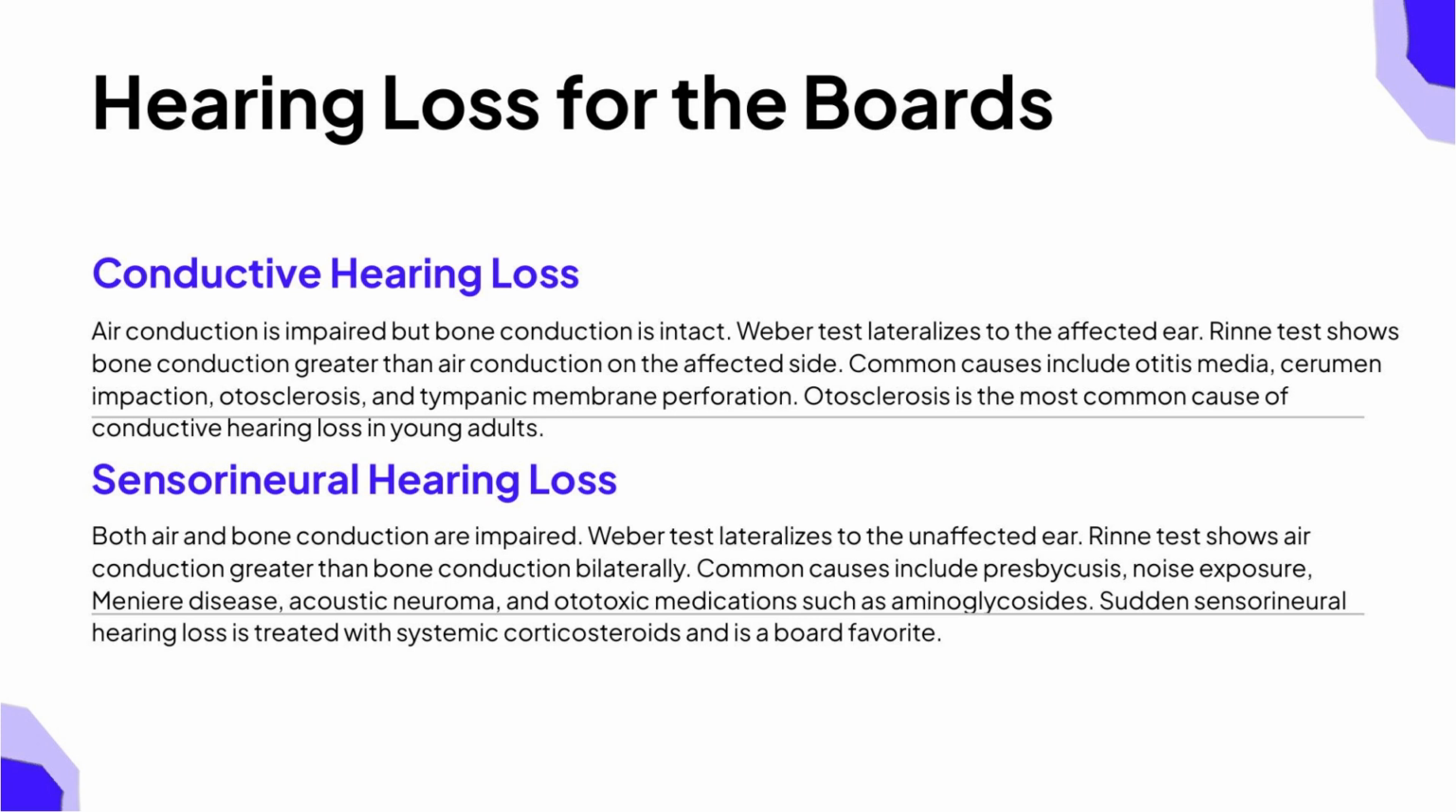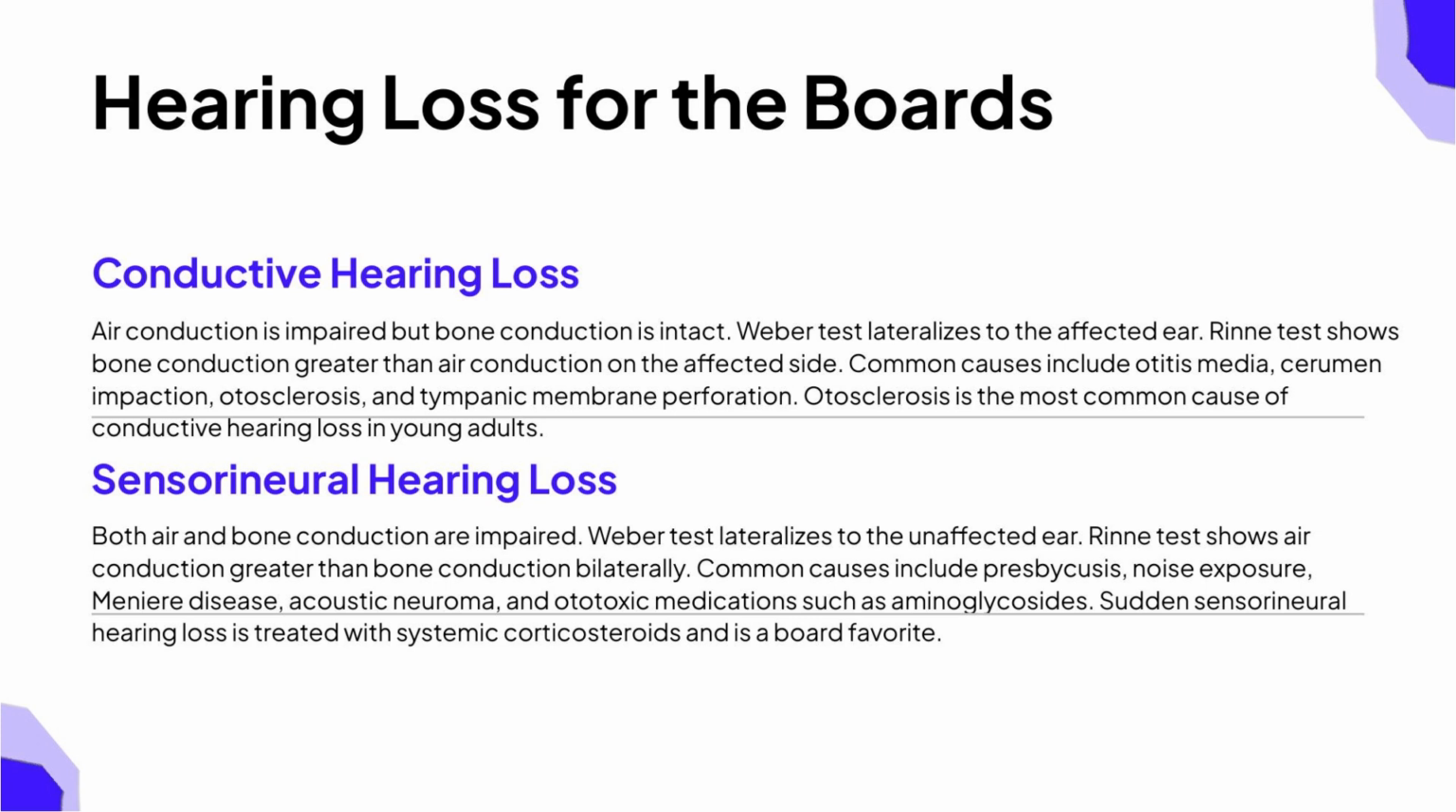Let us review hearing loss for the boards, because tuning fork tests come up constantly. For conductive hearing loss, air conduction is impaired but bone conduction is intact. The Weber test lateralizes to the affected ear, and the Rinne test shows bone conduction greater than air conduction on the affected side. Common causes include otitis media, cerumen impaction, otosclerosis, and tympanic membrane perforation. A high-yield pearl. Otosclerosis is the most common cause of conductive hearing loss in young adults, and it classically presents with progressive hearing loss and a normal-appearing tympanic membrane.